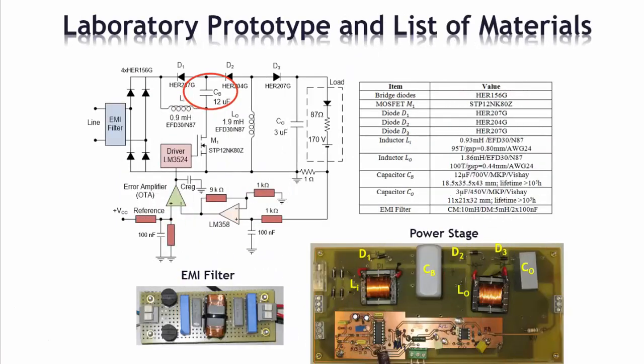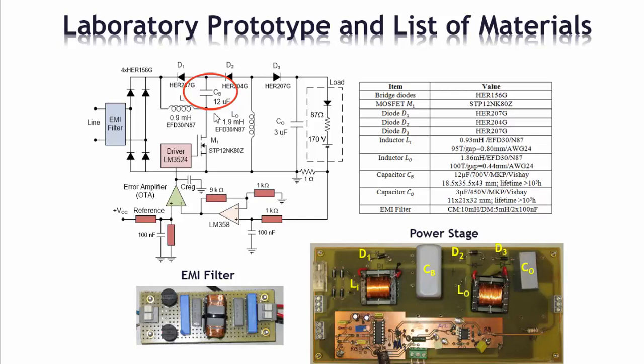And this is the laboratory implementation of the prototype. Here we have the schematic. We are measuring the current through the lamp using a series resistance and sending this information to a filter and then to a compensator implemented with an operational transconductance amplifier that is included in the driver LM3524. And here we have a picture of the prototype with the input inductor, the output inductor, the bulk capacitor here, and the output capacitor here.